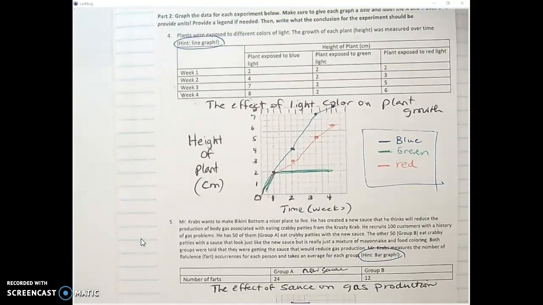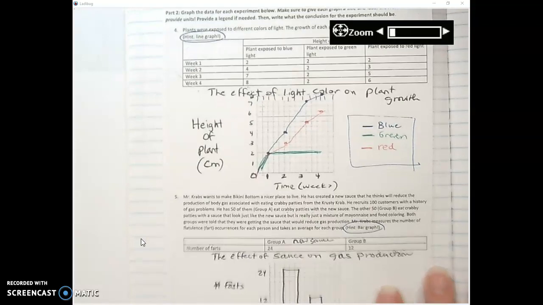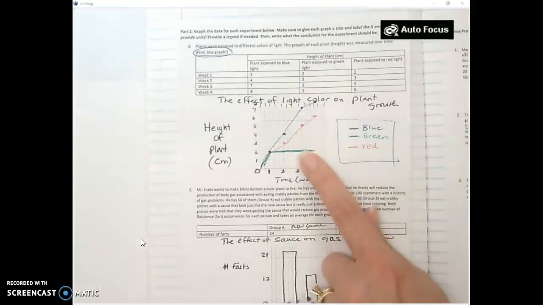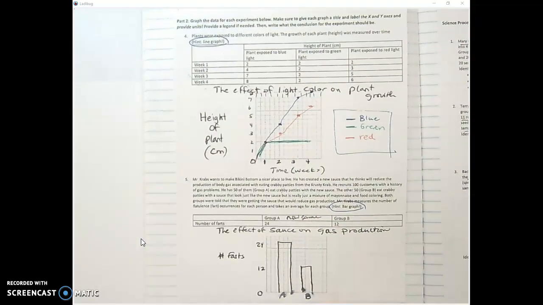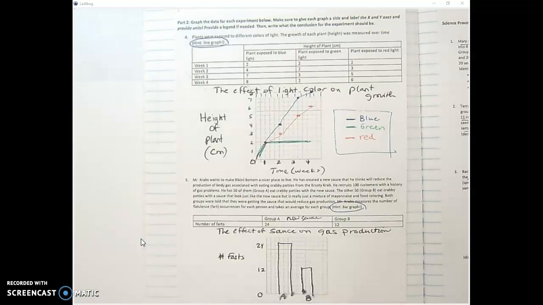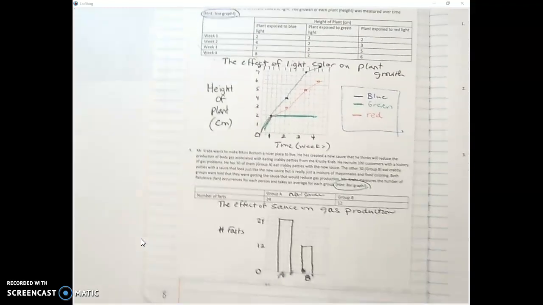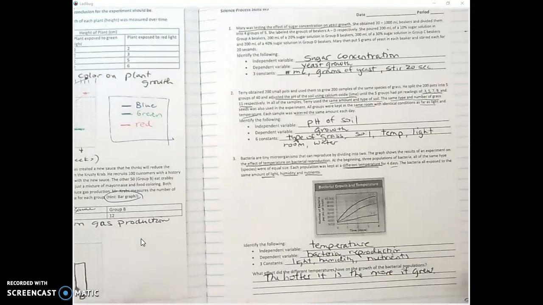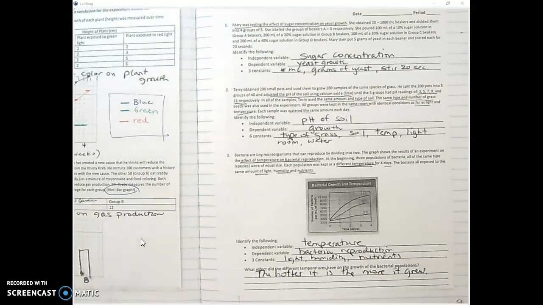So page 8, we were looking at some graphing rules of both a line graph and a bar graph. You may want to hit pause so that you can check and make sure you have the correct answers. That was on page 8 in your notebook. We also looked at page 9. Again, looking at different lab scenarios, picking out the independent and dependent variable and constants.